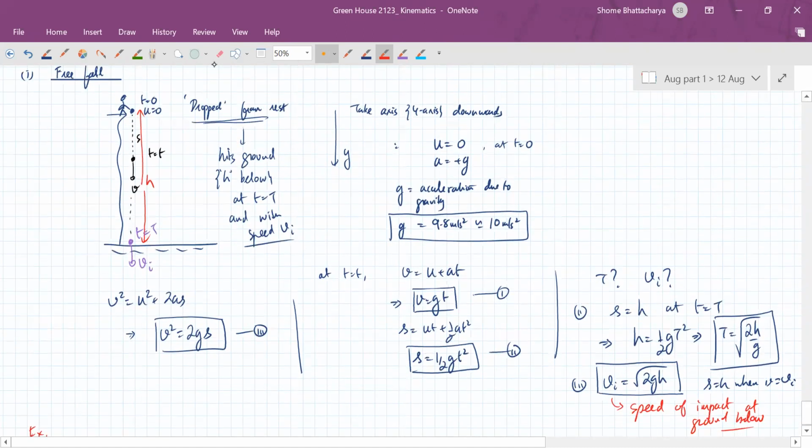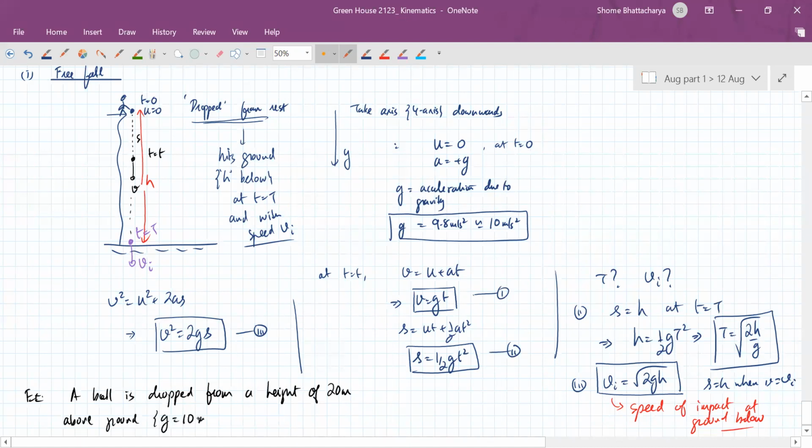Okay, so finish writing this down and then we'll just do a numerical example of this. So suppose a ball is dropped from a height of 20 meters above ground. Take g as 10 meters per second square. Now it is dropped at a height of this much above ground at t equal to 0.